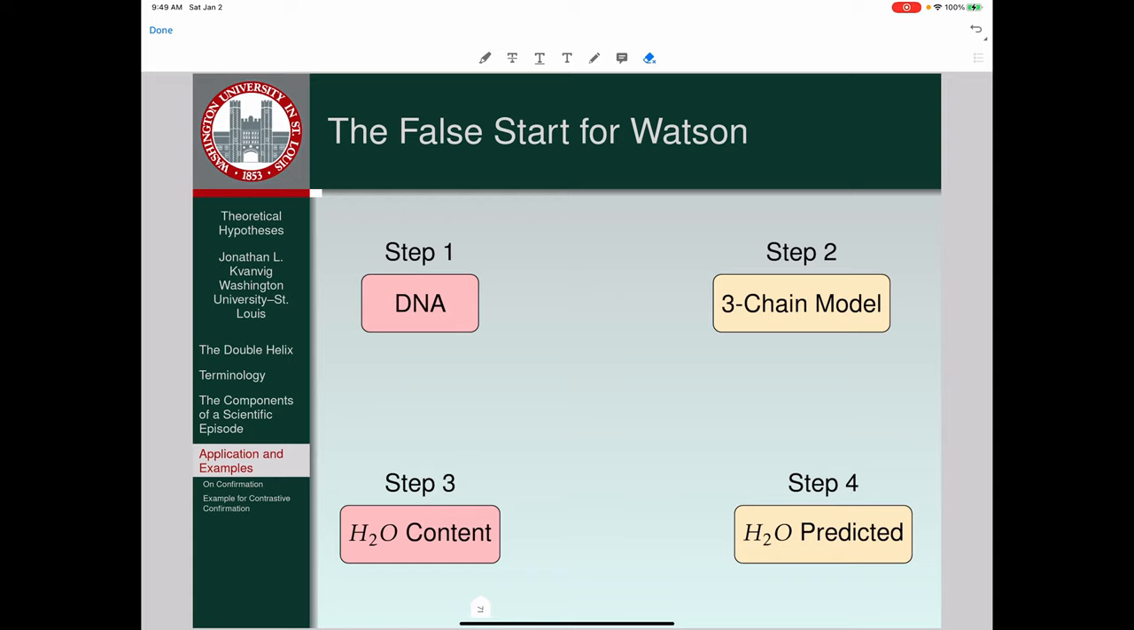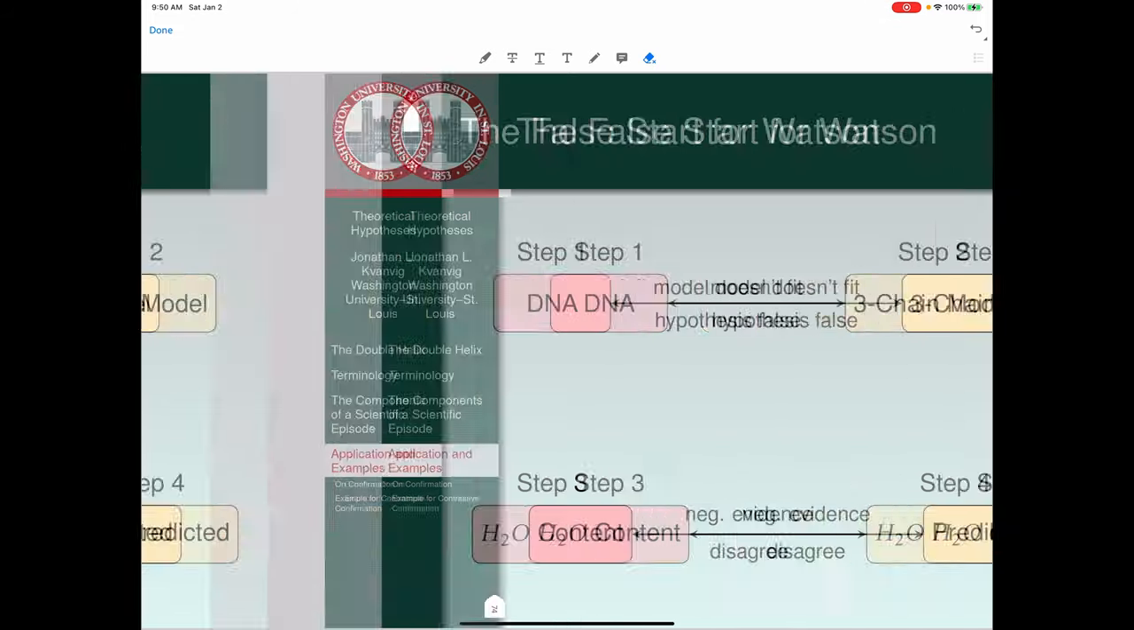Now, Crick and Watson didn't actually do this calculation until after the embarrassing episode when the famous scientist said, you're not going to be able to get the water content right on this model, which meant they had actually spent a lot of time constructing a physical model that had three chains. So it's a lot of architectural work to build the model, and it all crumbled very fast because of this issue about the water content. So because the water content in the actual data and the water content predicted didn't fit, you conclude that the three-chain model doesn't fit the real world, and hence the hypothesis that it does is false.